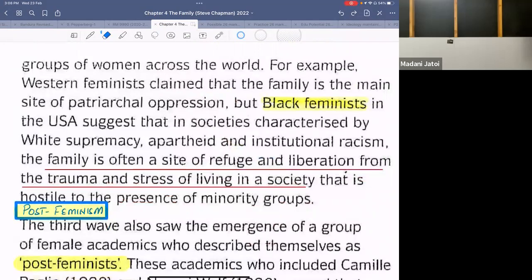For example, Western feminists claim that the family is the main site of patriarchal oppression, but Black feminists in the USA suggest that in societies characterized by white supremacy, apartheid, and institutional racism, the family is often a site of refuge and liberation from the trauma and stress of living in a society that is hostile to the presence of minority groups.